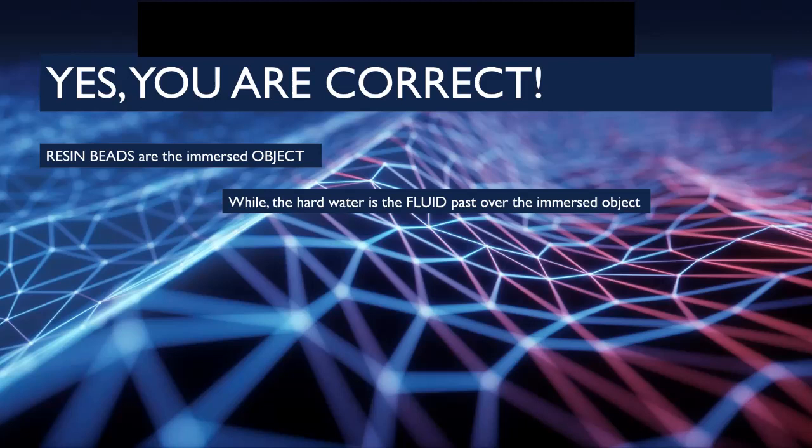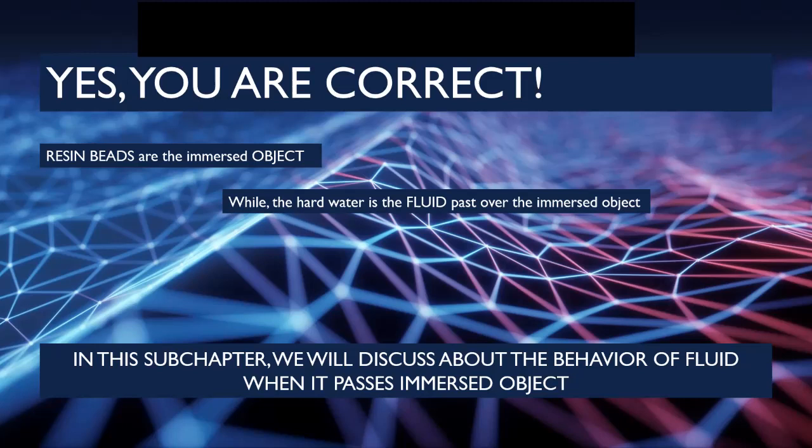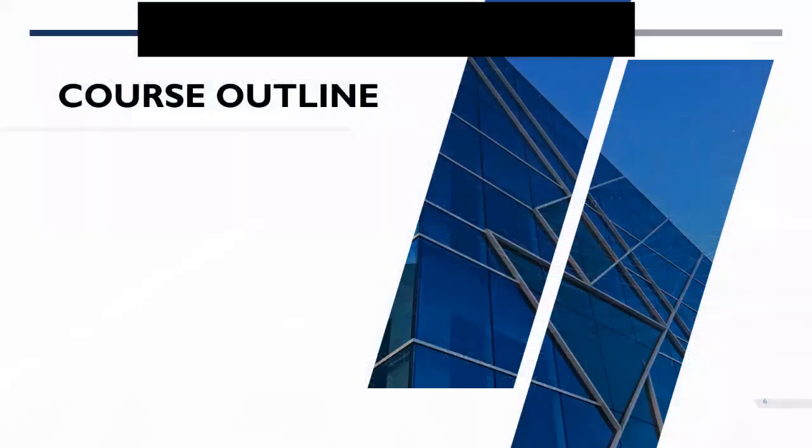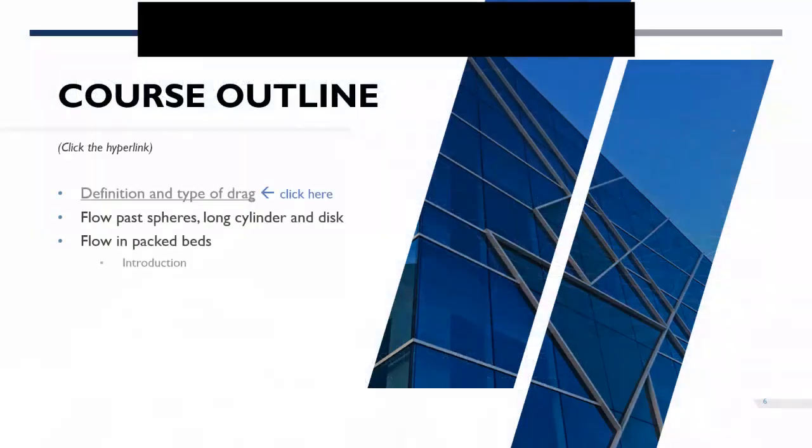So the immersed object in that previous video is the resin beads, while the hard water is the fluid passing over the immersed object. In this subchapter, we will discuss the behavior of the fluid when it passes the immersed object. There are several outlines that we want to discuss today, and it will also be continued in part 2 of fluid past immersed object, in the next class.